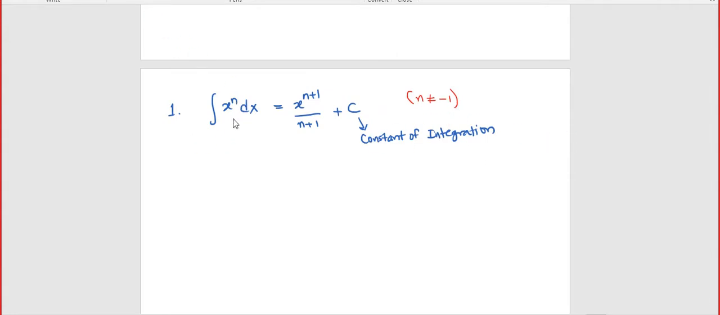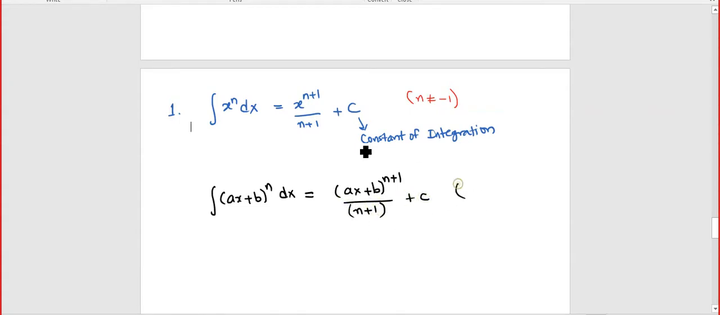The generalized form of this rule is the integral of (ax plus b) to the power n dx. Instead of x you have ax plus b, and its power n. So it will be (ax plus b) to the power n plus 1 over n plus 1, plus c, again with the condition that n should not be equal to -1.